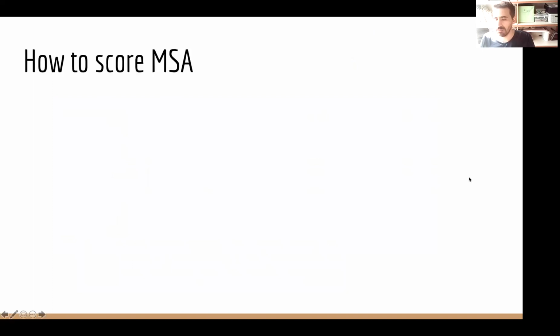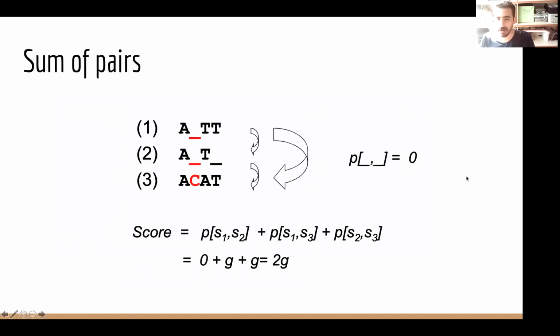So how do we score them is the question. One way of scoring is called sum of pairs. If you have a multiple sequence alignment, for one position, you compare sequence 1 versus sequence 2, sequence 1 versus sequence 3, and sequence 2 versus 3, right? After you have that, for every position, you can have a score. In this case, this is gap versus gap, gap versus C, and gap versus C again.